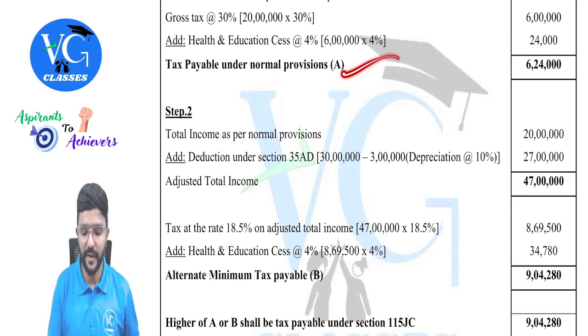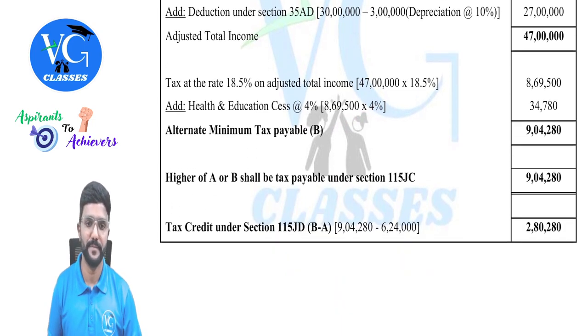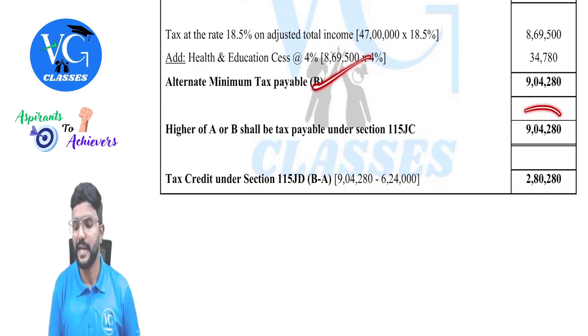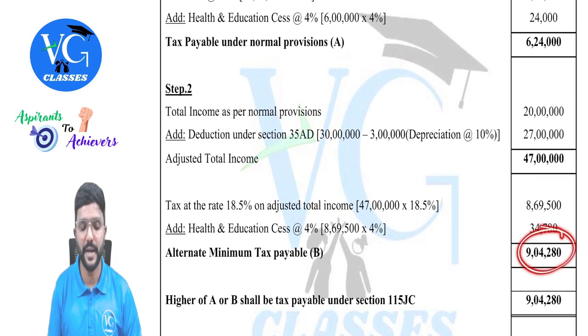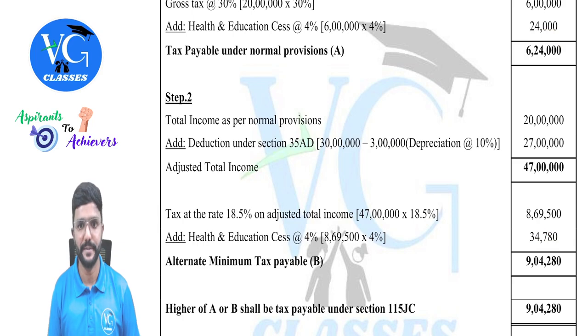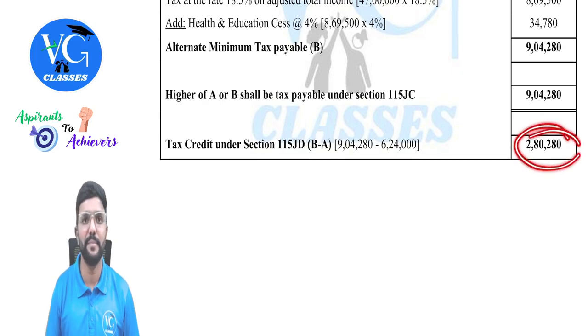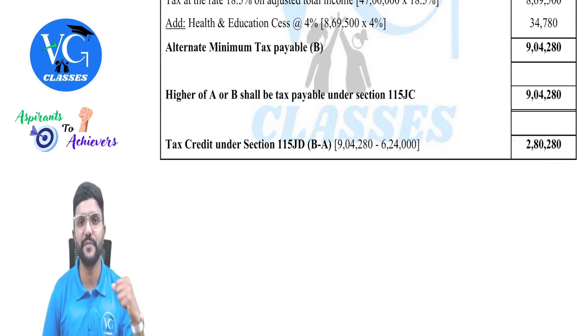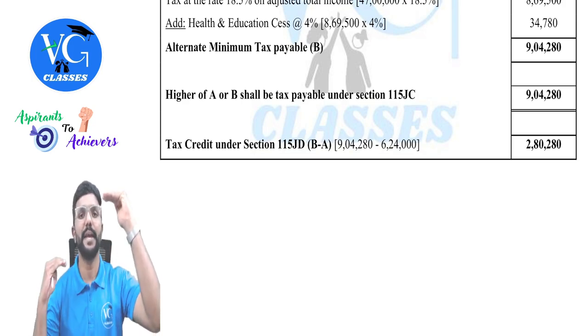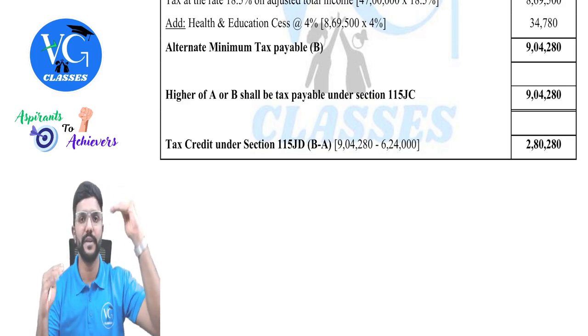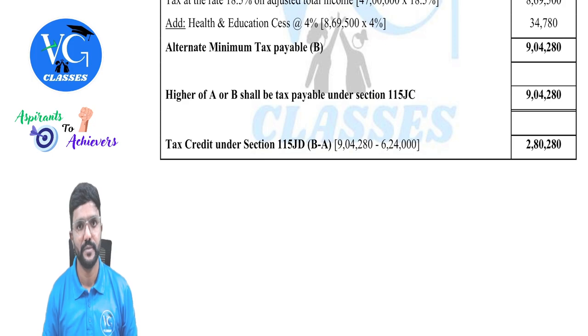So now compare A with B; whichever is higher has to be paid. So AMT is higher: 9,04,280. And the difference between B and A is allowed as AMT credit. In this example, it comes to 2,80,280, guys. That is the AMT credit. Got it? And what do we do with this AMT credit? We will carry it forward to the next 15 years. And whenever the tax as per normal provision is more than AMT, to the extent of the difference, we can adjust the credit.